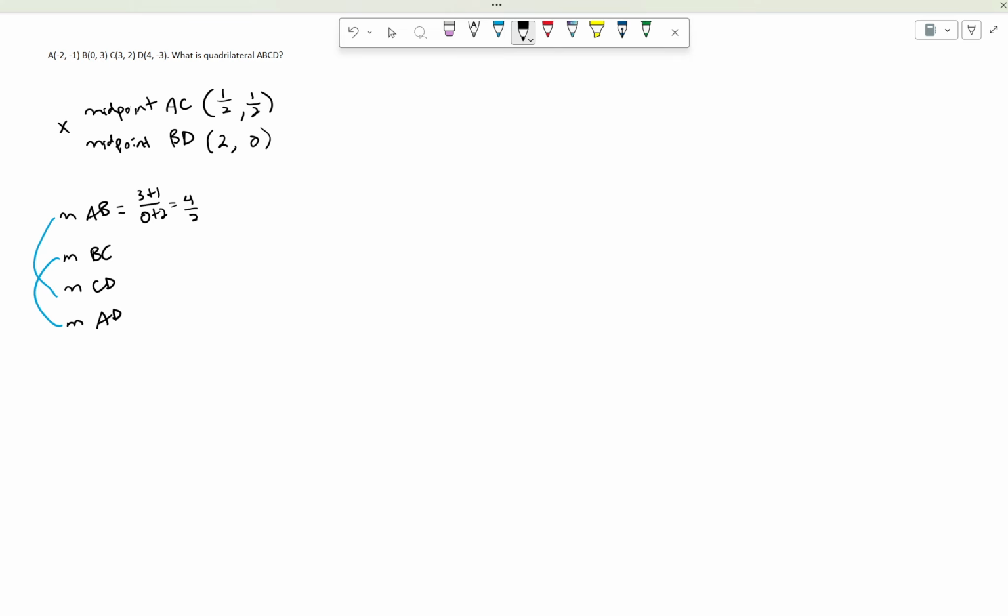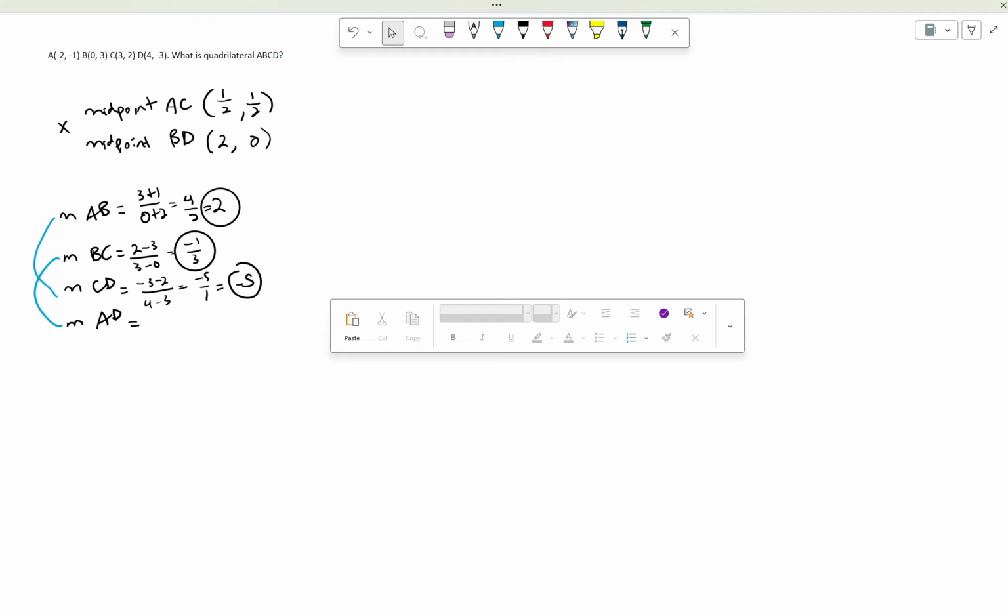Which is 4 over 2, which is 2. Okay. For BC, I have 2 minus 3 over 3 minus 0, which is going to be -1 over 3. Okay. For CD, I have negative 3 minus 2 over 4 minus 3, which is -5 over 1, which is just -5. So far nothing's matching, okay? What would have to match is BC and AD, because AB and CD don't match.